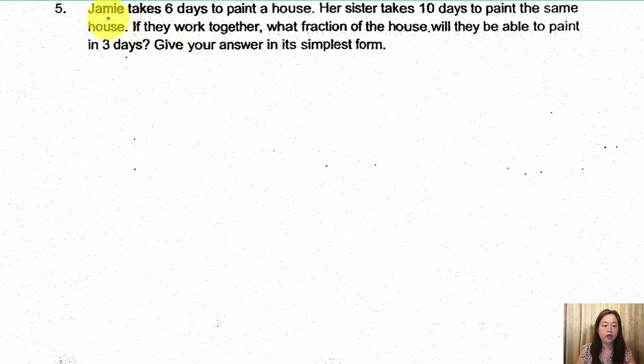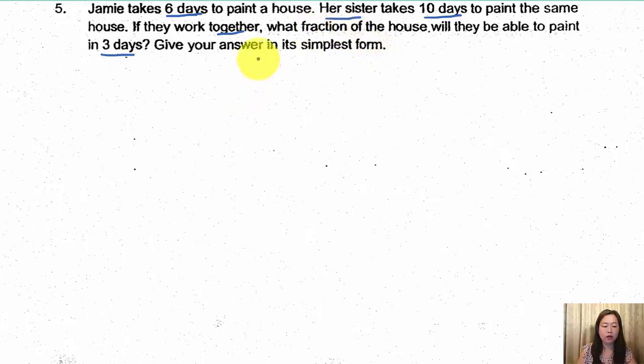Question 5. Jamie takes 6 days to paint a house. Her sister takes 10 days to paint the same house. If they work together, what fraction of the house would they be able to paint in 3 days? Give your answers in its simplest form.